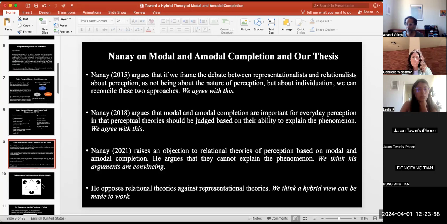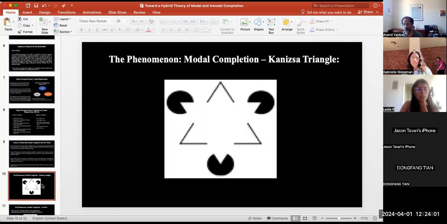Okay, so now let's get into the actual phenomenon. There are two phenomena. One is modal completion, and a way to think about modal completion that Ben-Say and most people use is the Kanizsa triangle. In the Kanizsa triangle, I'm going to try to be neutral with this, there is a sense that you see a triangle, although all the lines in one of the triangles are not present, and all of the lines are continuously not present in the other triangle.